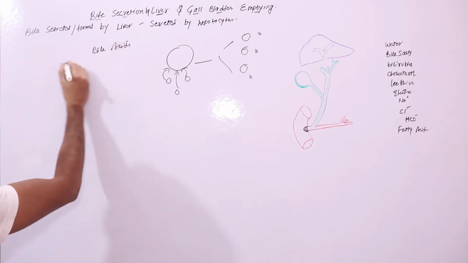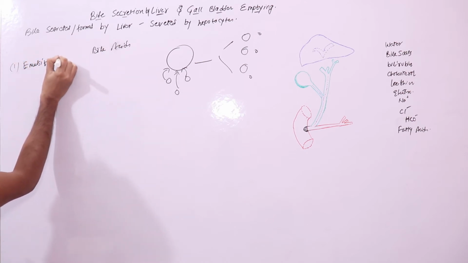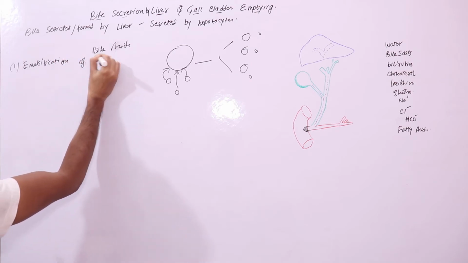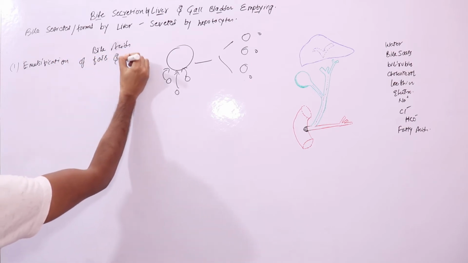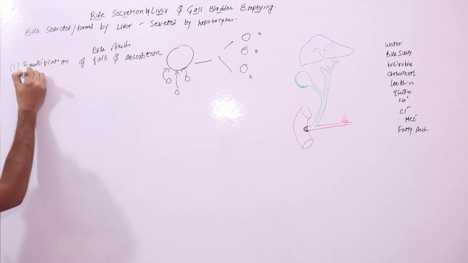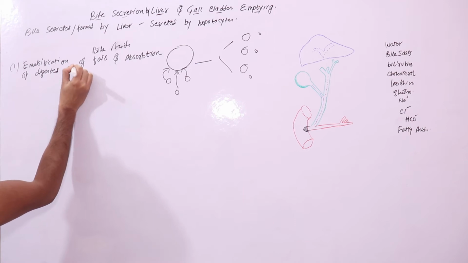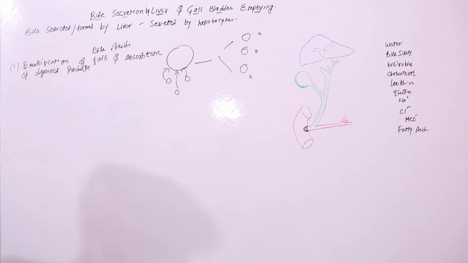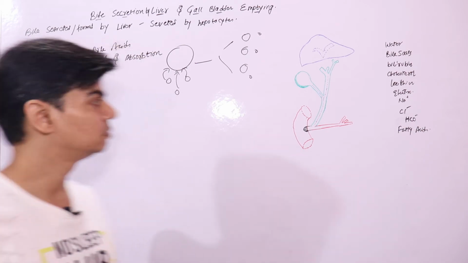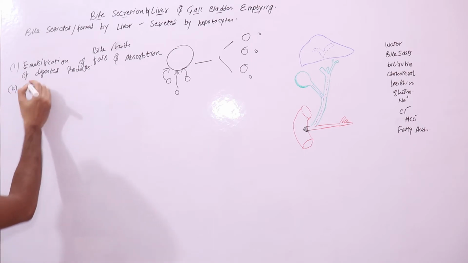So bile salts, first let's take it down. It helps in the emulsification of fats, which we just discussed, and absorption of digested products. Digested products are fatty acids and monoglycerides.